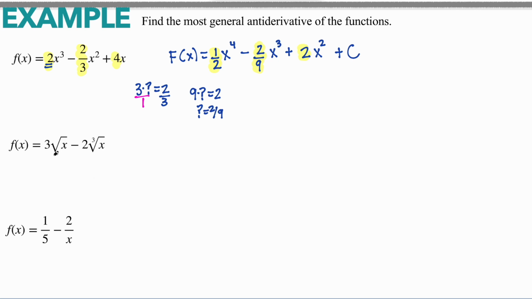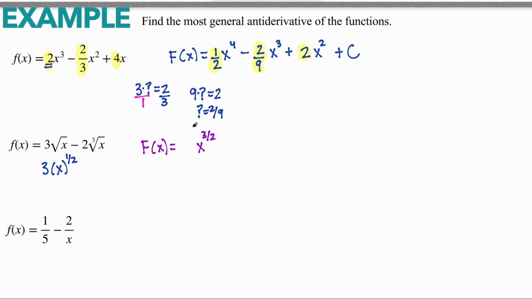Next, okay, think of this as 3 times x to the 1/2. Okay, so to do the antiderivative, I got to figure out x to the what when I subtract 1 gave me 1/2, which means it's 3/2. Because if I take the derivative of x to the 3/2, I would get 3/2, and then x to the 1/2. That's how I got 1/2, so it worked.